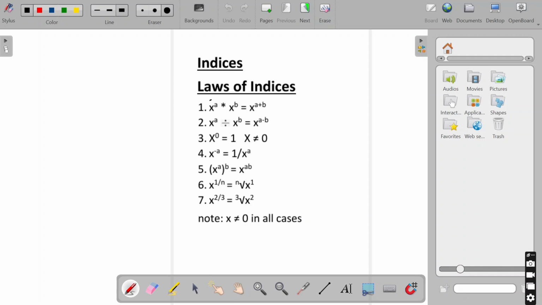Today, I'll be diving into indices. Don't worry if this sounds scary, because by the end of this video, you'll be solving indices problems like a pro.